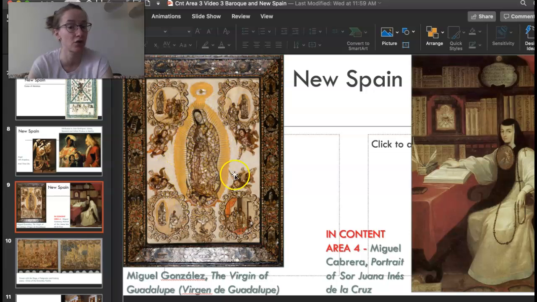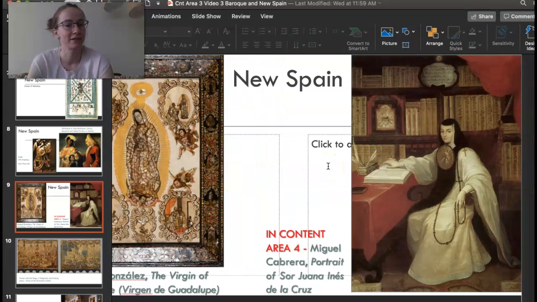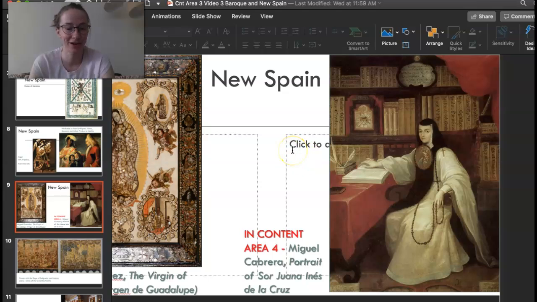She still has a cloak, but it's combining that virginal image with some of the styling that's considered more indigenous. That was a tough one. All right, moving on over here to the portrait of Sor Juana Inés de la Cruz.